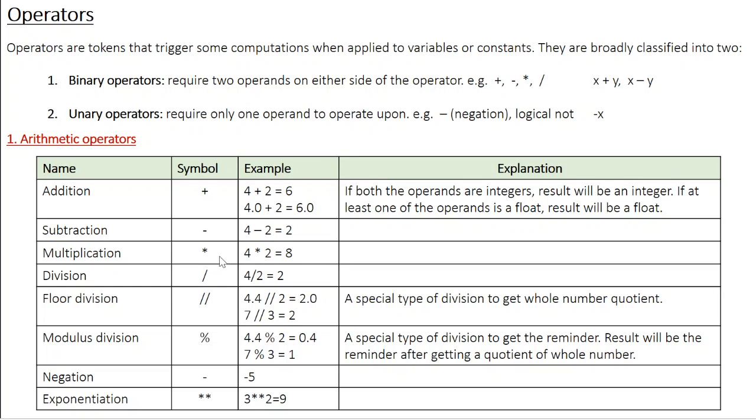Next is negation. Symbol is a minus sign here. This is a unary operator. Suppose you have a number 5, you want to find the negative of that or the opposite of that, you just say minus 5. Then you have exponentiation. Probably this is a new symbol compared to C or C++. This is double star. So when you say 3 double star 2, the meaning is 3 to the power 2, which is 9. Okay, so we have in total 8 arithmetic operators.